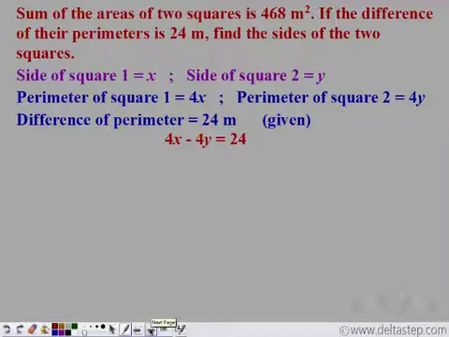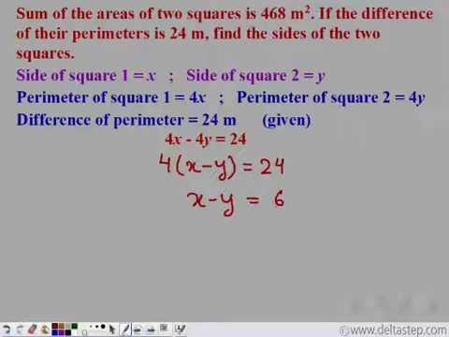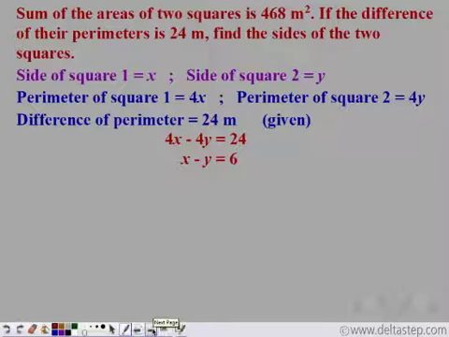Now 4x minus 4y, we can take 4 common. We get 4 into x minus y equal to 24. We divide both the sides by 4 to get x minus y equal to 6. From here, we can say that x is equal to y plus 6. Let us call this equation 1. We have represented the side of square 1 in terms of the side of square 2.